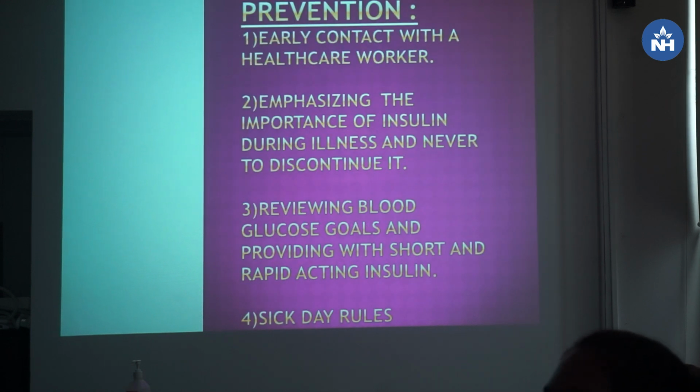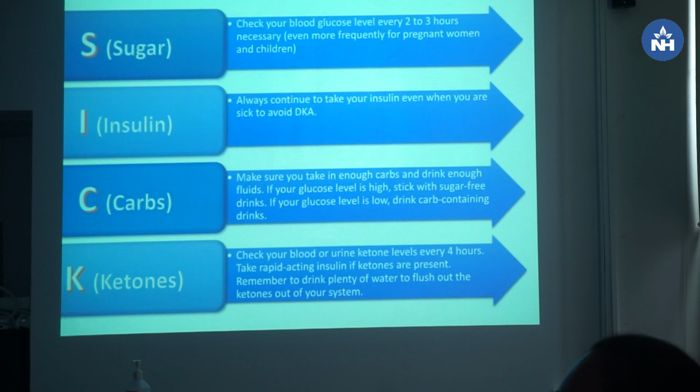Prevention of DKA and HHS. Early contact with a healthcare worker, emphasizing the importance of insulin during illness and never to discontinue it. Reviewing blood glucose goals and providing short and rapid acting insulin. Sick day rules, which are these.